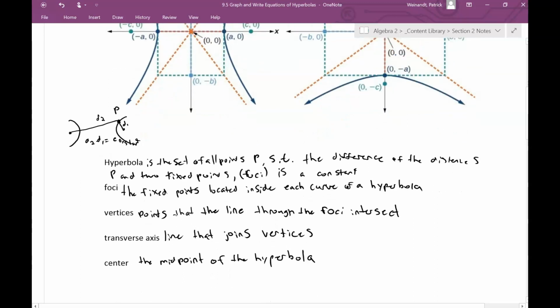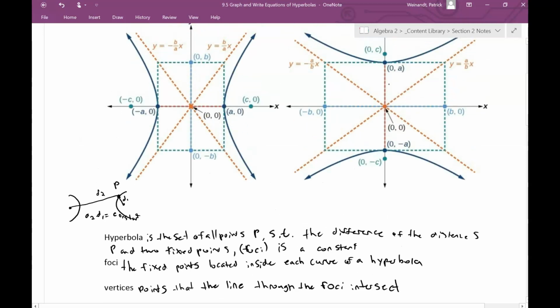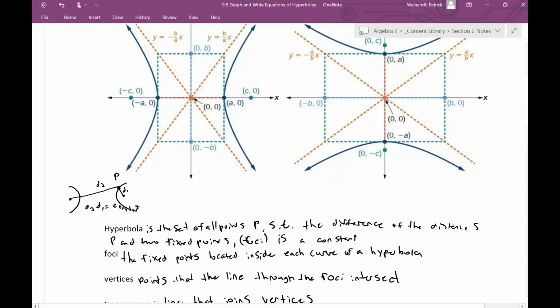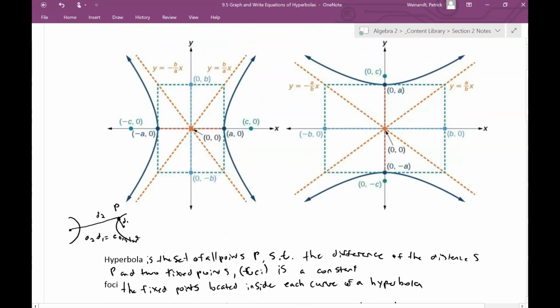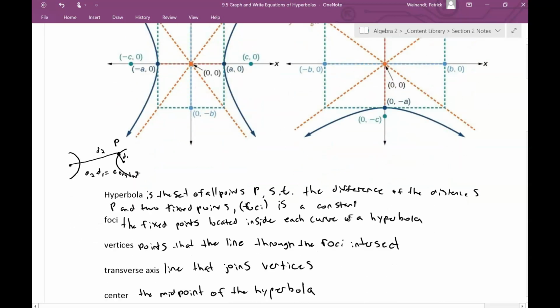And the vertices are points that the line through the foci intersects. So if we have this line that goes through these foci, this C and this negative C, that same line is also where the vertices lie, but specifically those vertices are on the hyperbola, whereas the focus is not. And if you remember, this is similar to a parabola where we had a focus and a directrix. You don't see a directrix here, but this focus, if it had a directrix, would be equidistant.